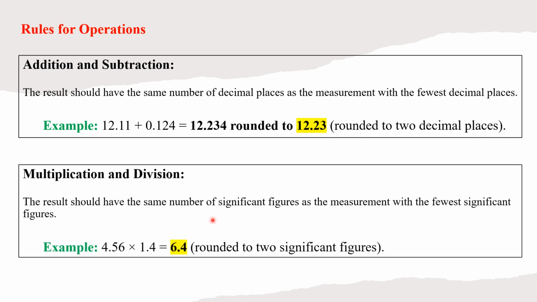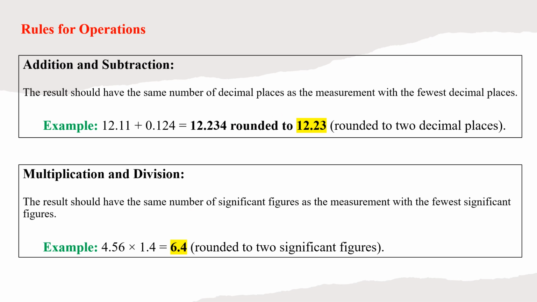The next rule is for both multiplication and division. Here the result from the calculation should have the least number of significant figures, not decimal places, compared to the given or original numbers. Your calculation here is 4.56 times 1.4. If you type this in a calculator, the answer is 6.4. You can see the first given number has 3 sig figs, the second given number has 2 significant figures. So 3 and 2, the least number is 2. Then the final answer you need to round to 2 significant figures, 6.4.